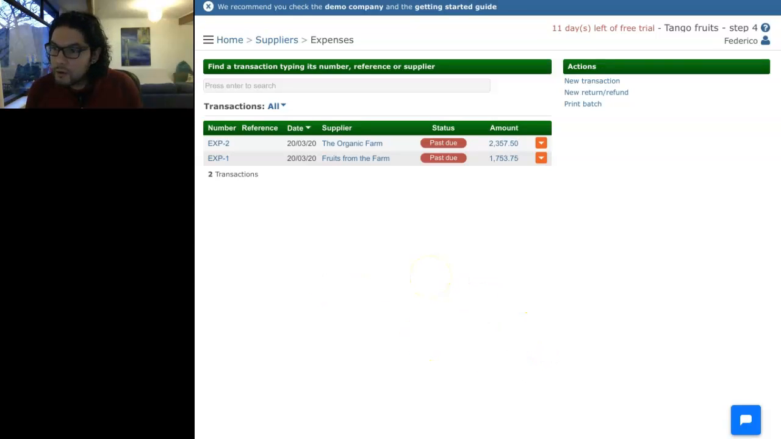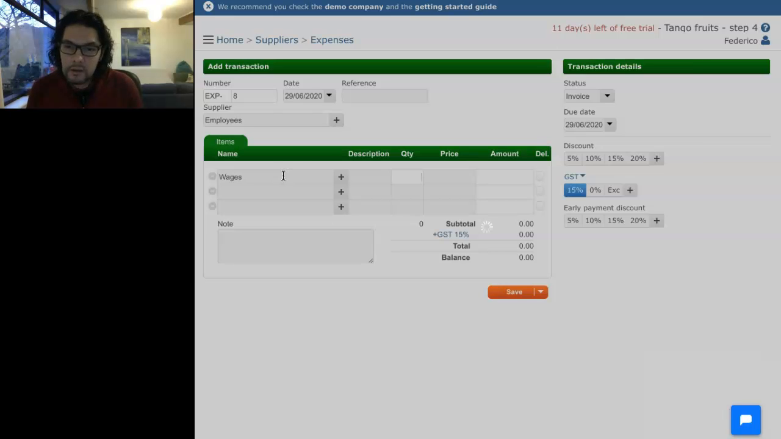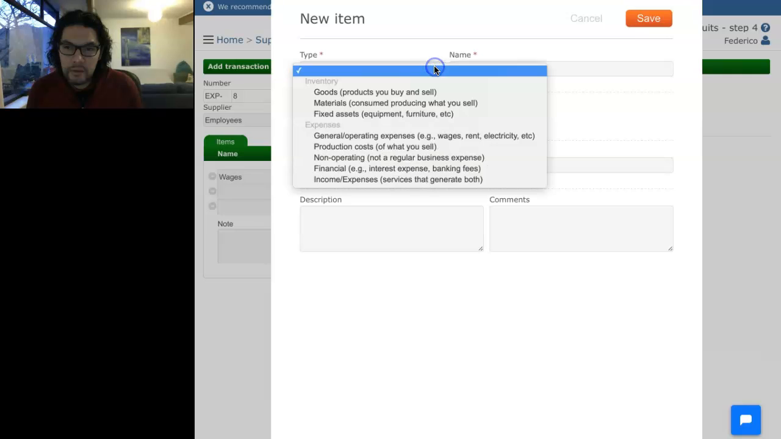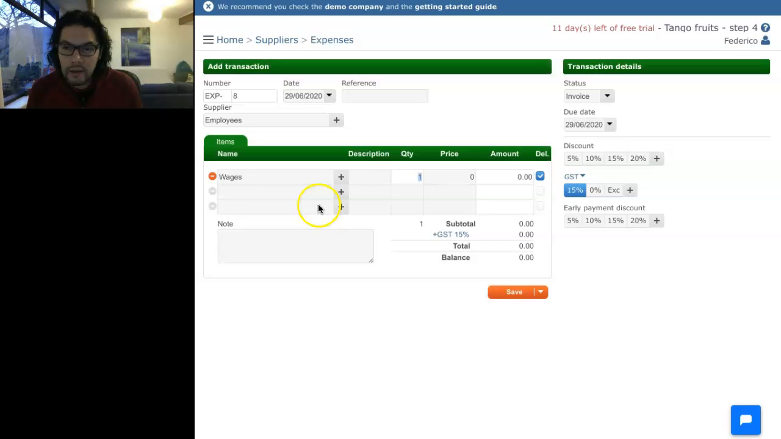Now I am going to do another one. Let's do another one. I'm going to be generic and say that my supplier for this one are my employees, and I'm going to call the item wages. So again, the system asks me for a definition. I say this is general operating expenses. I save. Quantity 1. I'm going to put 1200 in the price. I'm going to say there's no GST on this.